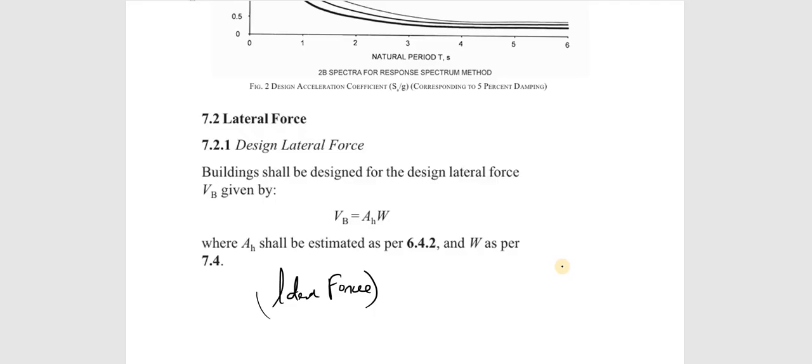So, the lateral force is equal to VB. It is given in clause 7.2 of IS 1893. VB is equal to AH into W, where W is the seismic weight. Weight consists of dead load plus live load.